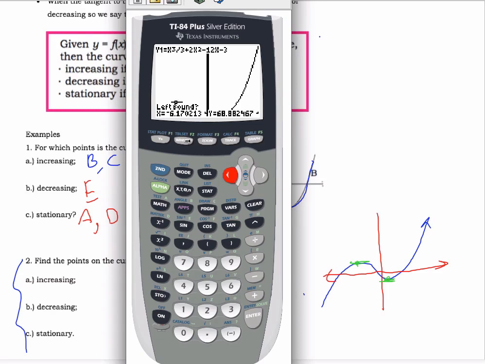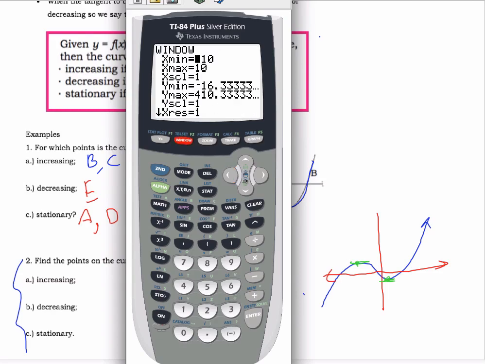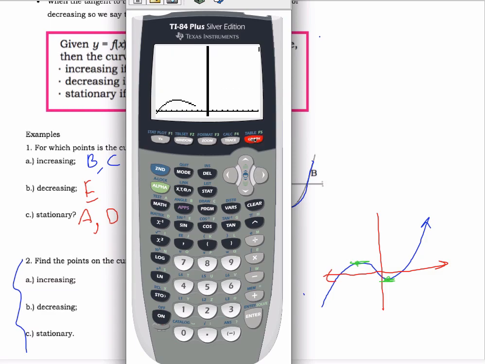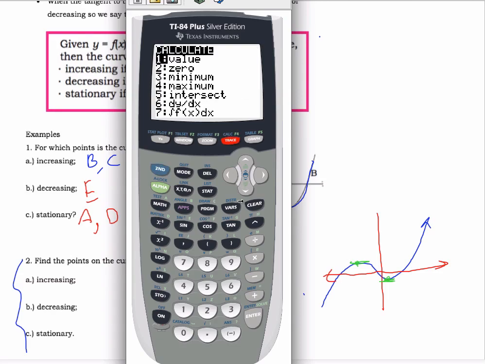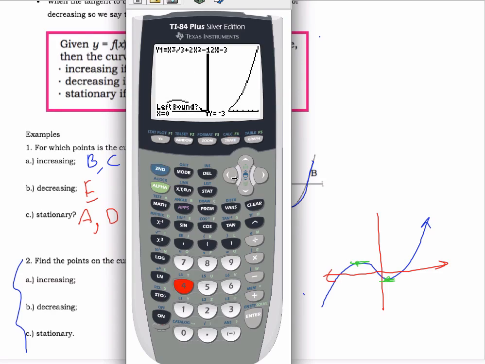Once I did zoom fit, actually let me change the window a bit so I can see a little bit further down. Right now y min is at negative 60. I'm going to set it at negative 30, and I'm going to graph that again. Okay, now I can see it a bit better. So second function, calc, and do 4 for the maximum. Okay, let me try that.